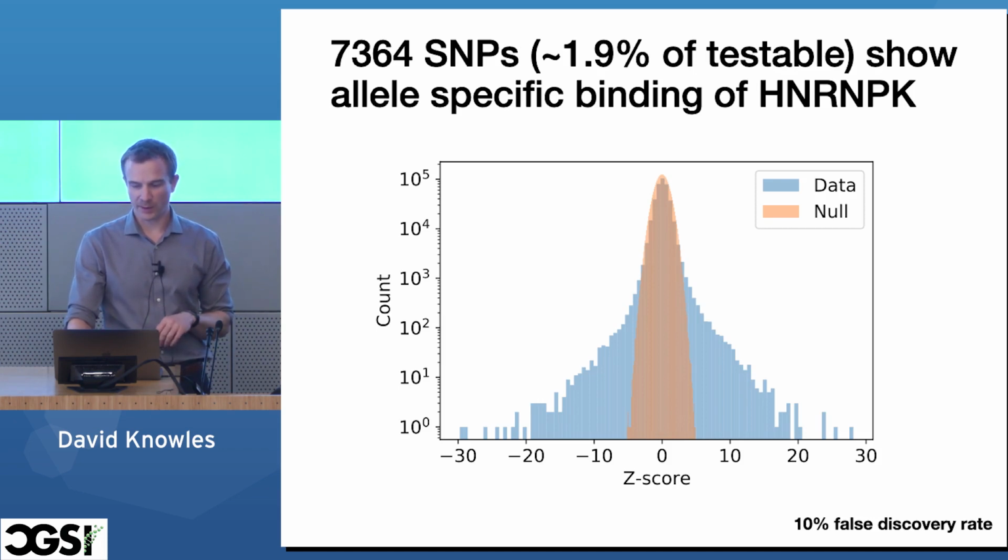So for HNRNPK, which is the splice factor that we have the deepest sequencing for currently, we estimate that a bit over 7,000 SNPs show allele-specific binding. And that's around 2% of the SNPs that we were actually able to test based on having enough reads. To contrast this to work that's been done looking at transcription factors, Hunter Fraser's work found that between 1% and 2% of testable SNPs had effects on transcription factor binding if they were in a transcription factor binding peak. So it's sort of on the same order of magnitude.